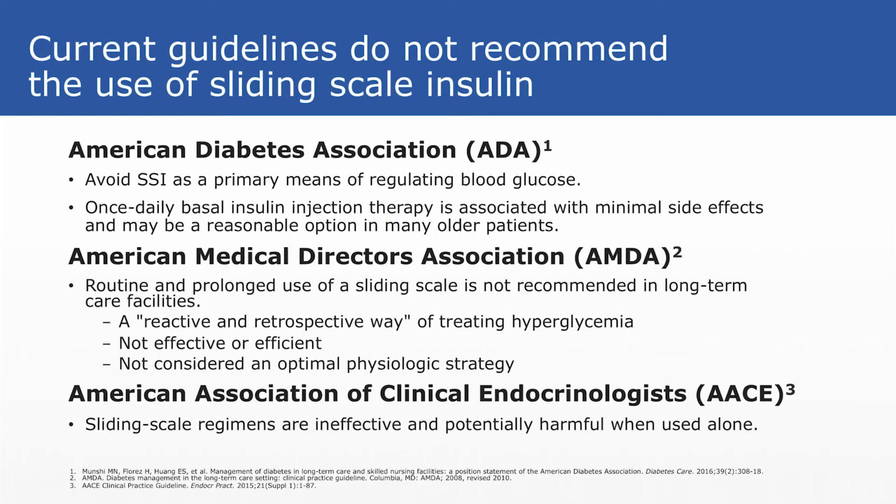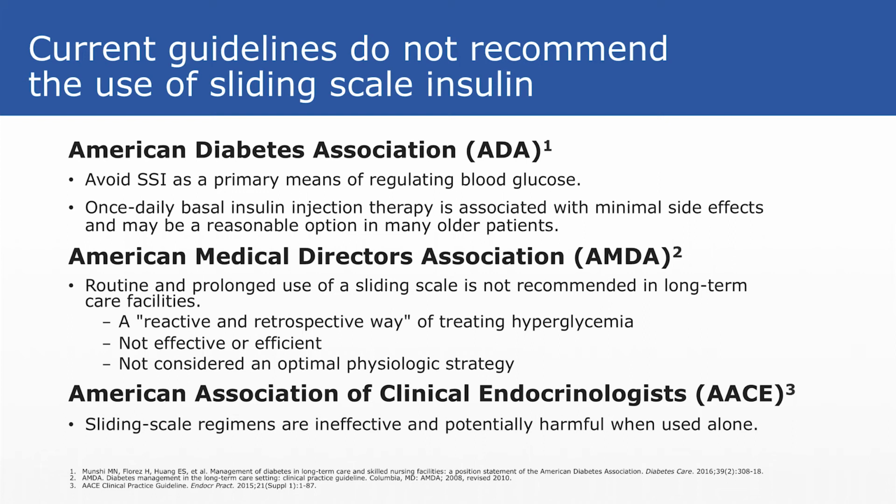First and foremost, sliding scale insulin is not recommended by leading diabetes professional associations, including the American Diabetes Association, the American Medical Directors Association, and the American Association of Clinical Endocrinologists. The American Diabetes Association recommends avoiding sliding scale insulin and instead recommends using once-daily basal insulin injection as a reasonable option in older patients. The American Medical Directors Association specifically recommends not using sliding scale insulin in long-term care facilities as it is a reactive way of treating hyperglycemia.